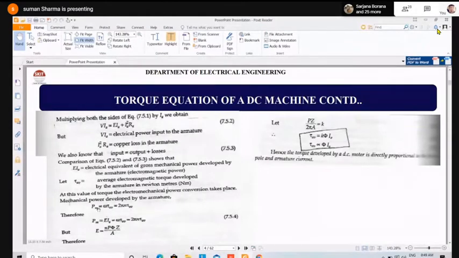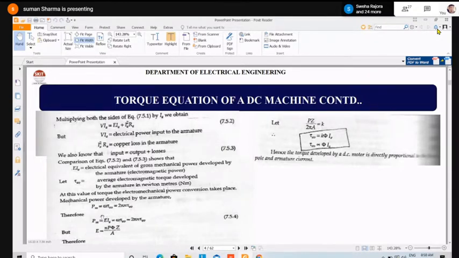Work done is force into displacement, then displacement upon time is your velocity, so it is force into velocity for a linear system. In a rotational system, you get the product of angular velocity omega in radian per second and average torque. So the mechanical power developed by the armature is the product of omega and average torque. This omega is equal to 2 pi n, divided by 60 if this n is in RPM. Here this n is in RPS, so there is no need to divide it by 60. And this is the average torque.